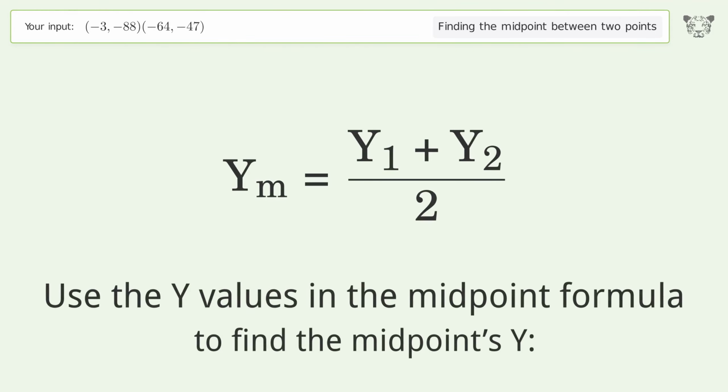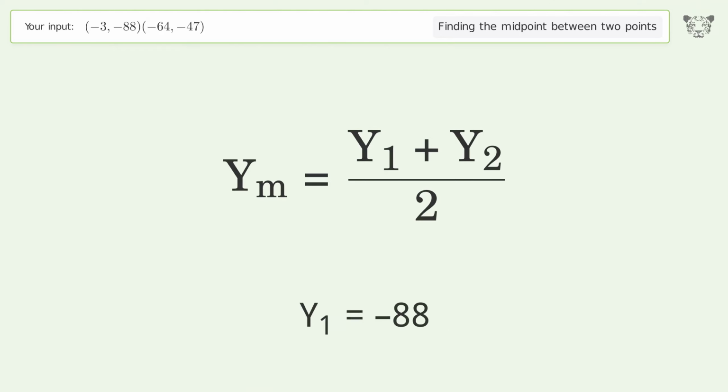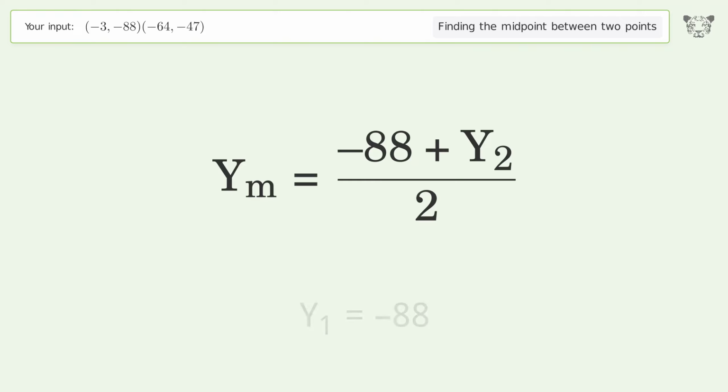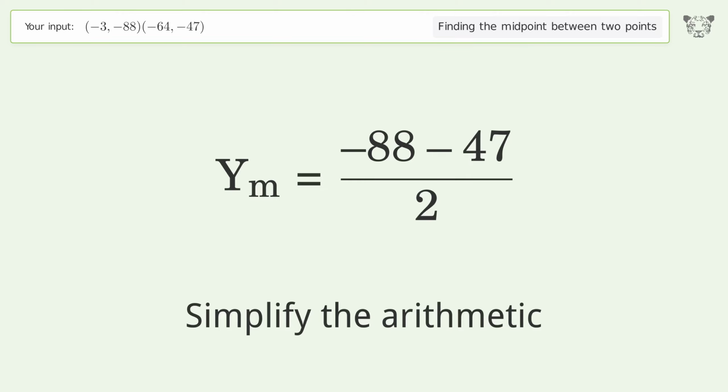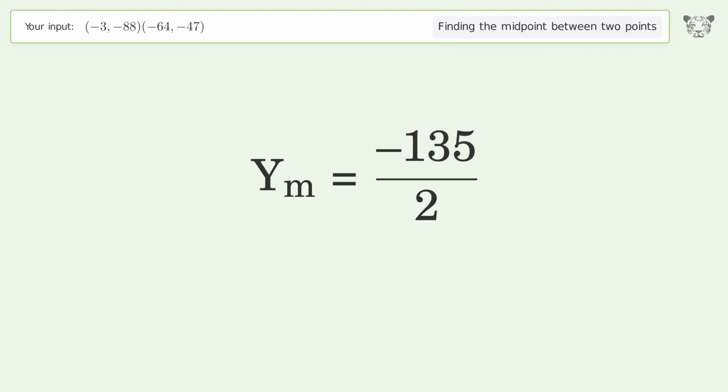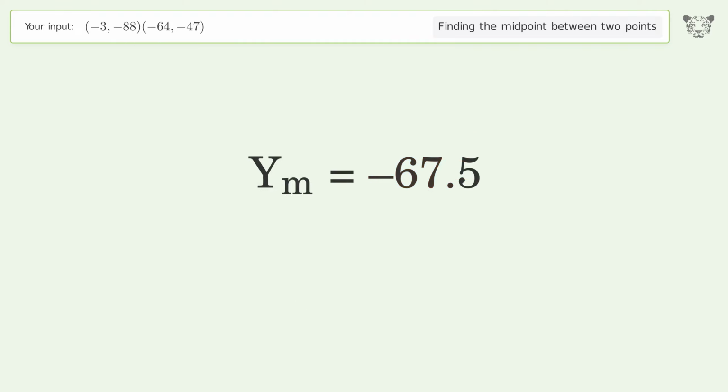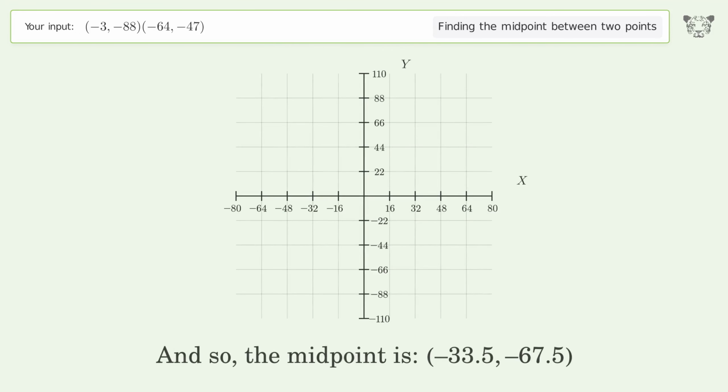Use the y values in the midpoint formula to find the midpoint's y. y1 equals -88. y2 equals -47. Simplify the arithmetic. And so, the midpoint is -33.5, -67.5.